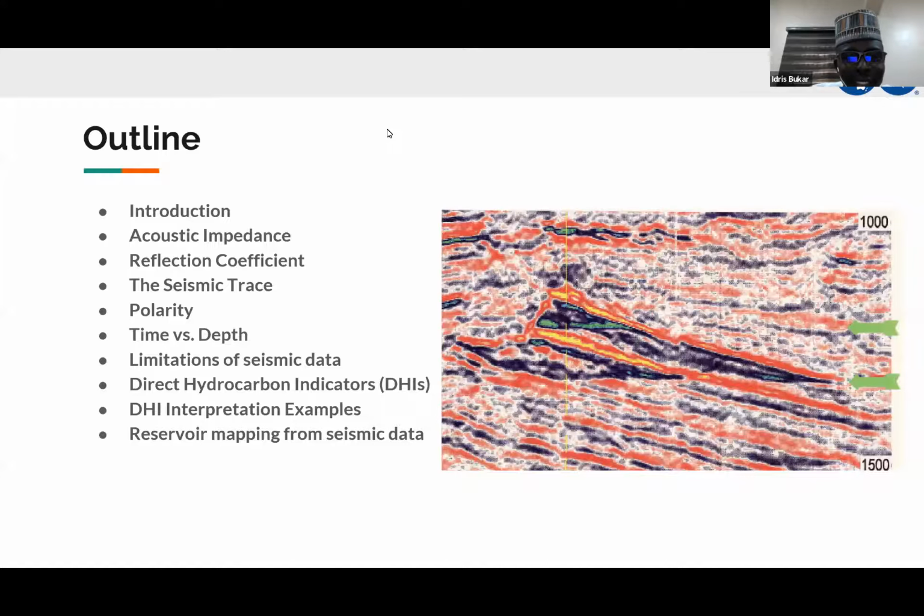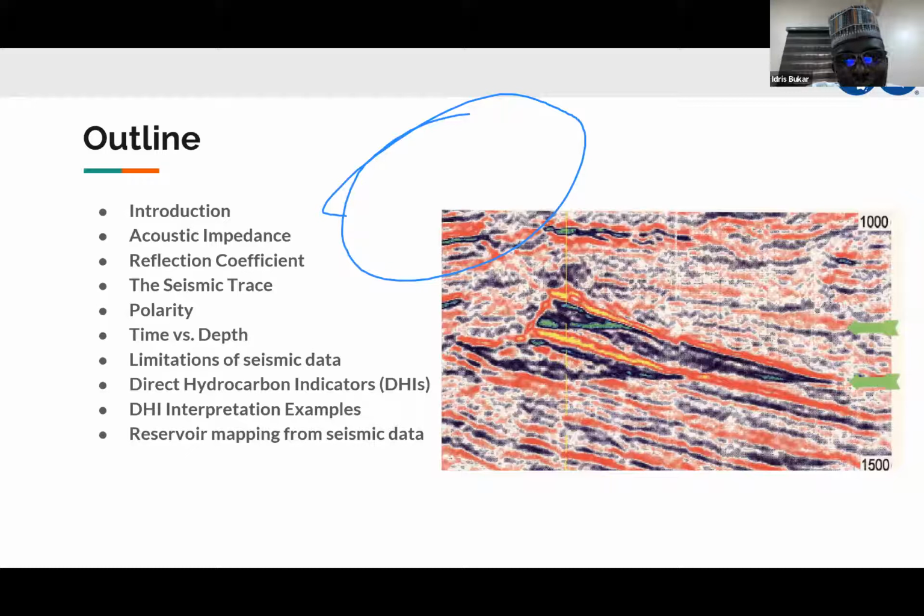Yes, so as I was saying, we talk about polarity of seismic data, we talk about time versus depth, some of the limitations we have of conventional seismic data, and we talk about DHIs, etc. Okay.